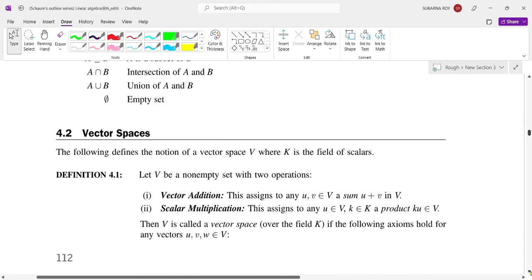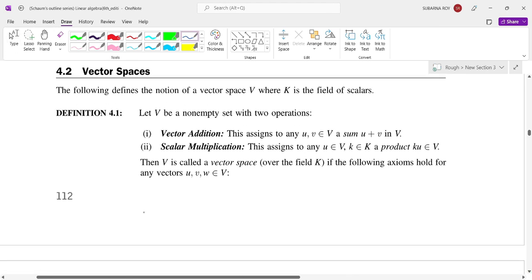Let's see what a vector space is. To define a vector space, we have to take a non-empty set and a field. So we take a non-empty set with two operations. The two operations are vector addition and scalar multiplication. Vector addition means for any two vectors u, v belonging to V, the sum u plus v will also be in V, that is, a vector in the set. And scalar multiplication: if we take an element from V and a scalar from K, that is the field, then the product will be in V.